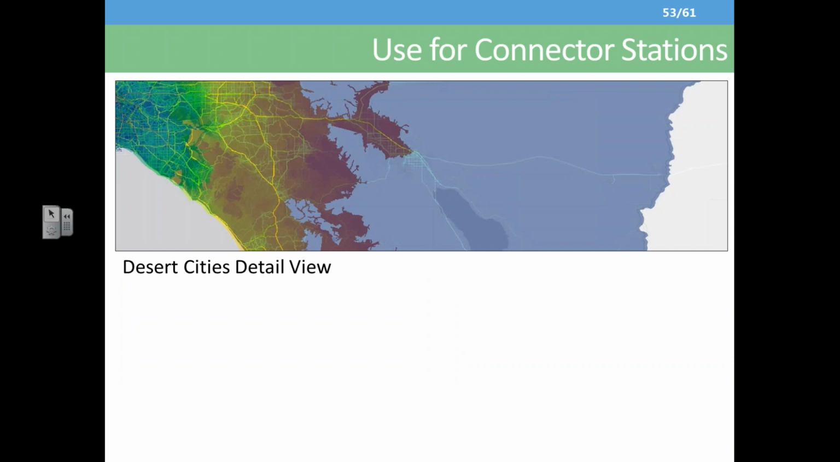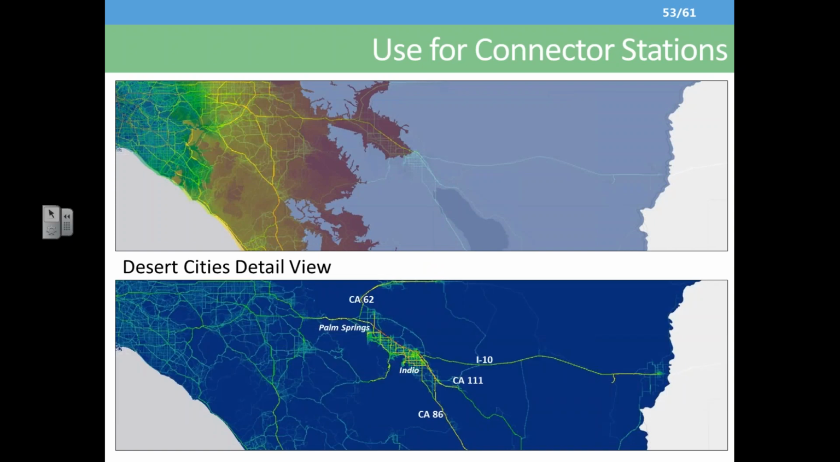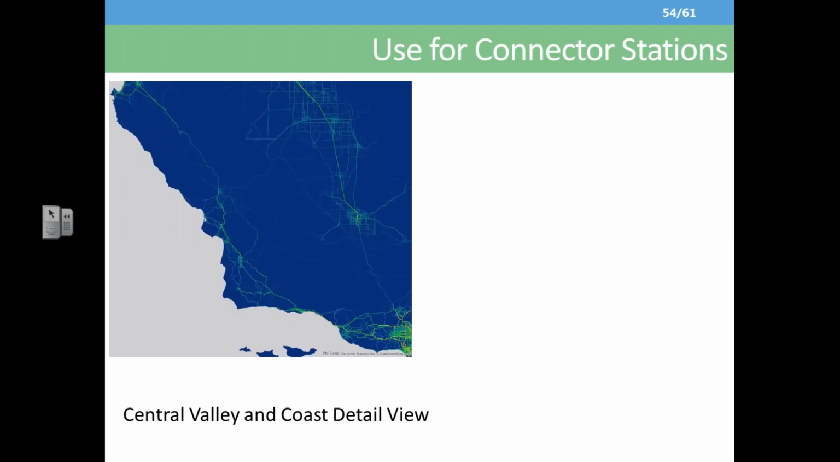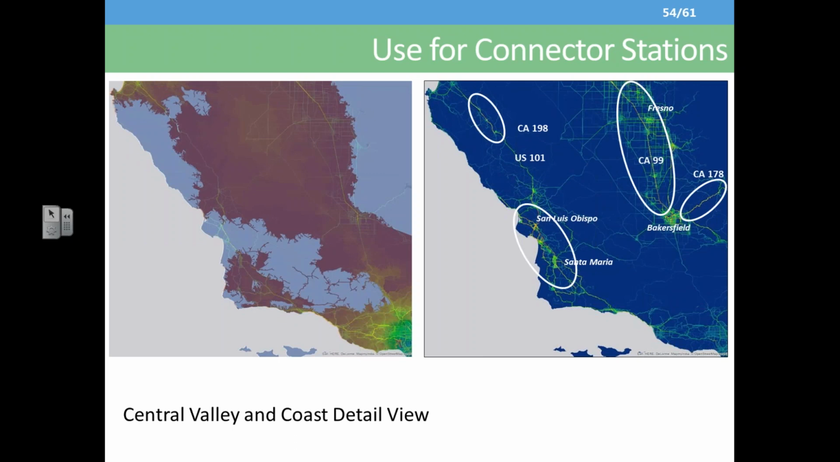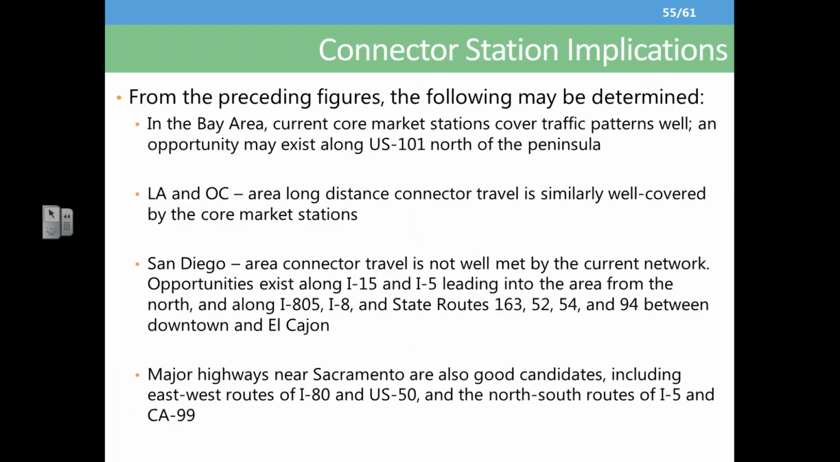And then, in the desert cities, we can kind of see, along I-10, 111, 62, 86, and actually not on this slide, but part of 15 also could utilize it. And then in the Central Valley and the Central Coast, along 101 north of 198, between San Luis Obispo and Santa Maria, and then here's where we can kind of see all that detail between Bakersfield and Fresno on the 99, and then even some of the kind of east-west connectors out of some of these cities on the 99, like the 178. So this is just our first kind of cut at looking at this possible use of this data.